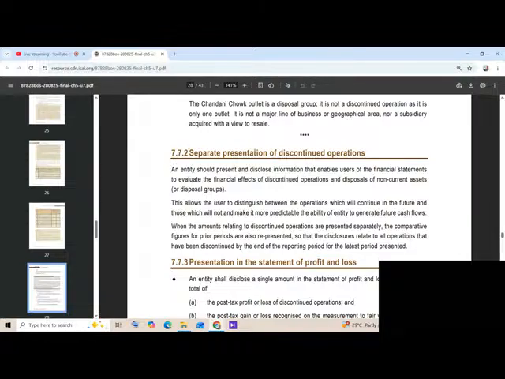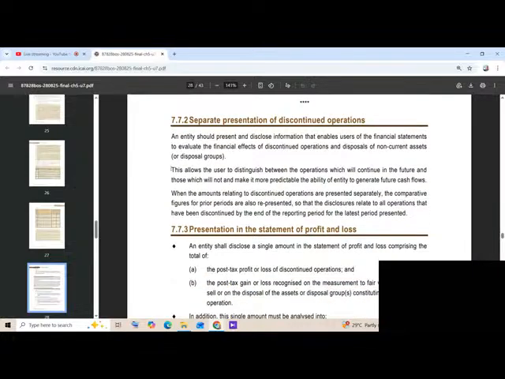Separate presentation of discontinued operations. An entity should present and disclose information that enables users of financial statements to evaluate the financial effects of discontinued operations and disposals of non-current assets. This allows the user to distinguish between the operations which will continue in the future and those which will not, and makes it more predictable, the ability of the entity to generate future cash flows.